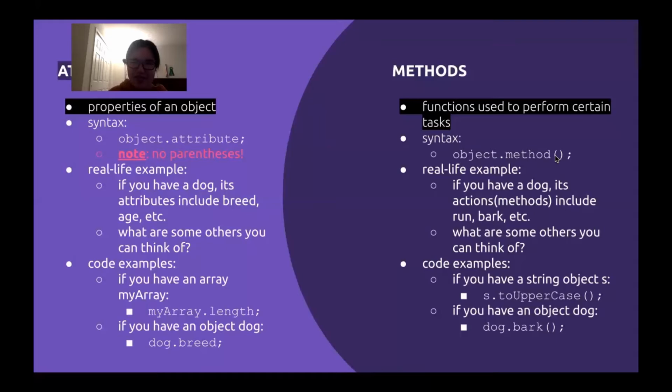Real life examples could be like a dog can run, bark, or do other stuff that a dog can do. Or for the car, it could be that a car can beep the horn or it can turn, and stuff like that. Code examples would be, when we were talking about string objects, we can do string object s.toUpperCase. Or if you had a dog class, you could do dog.bark with the parentheses at the end. Any questions about this?